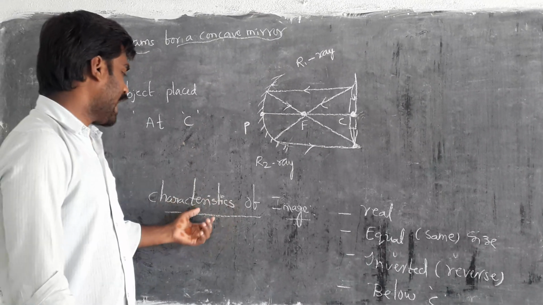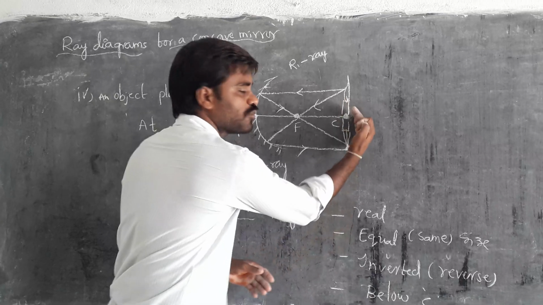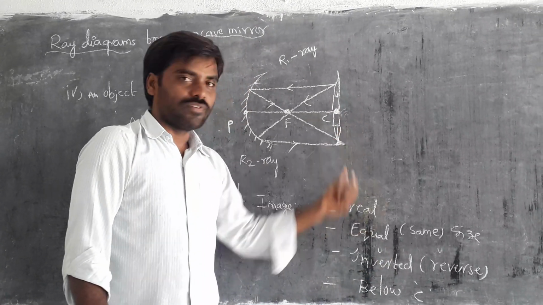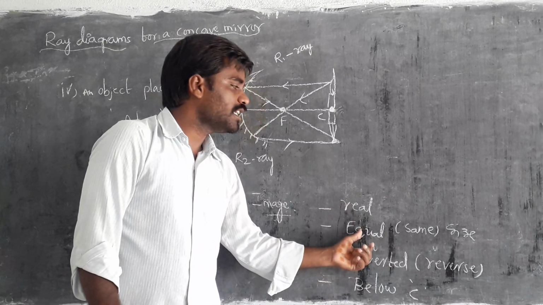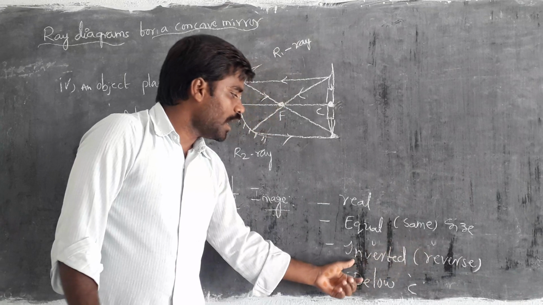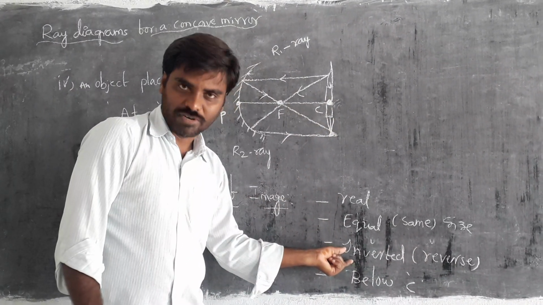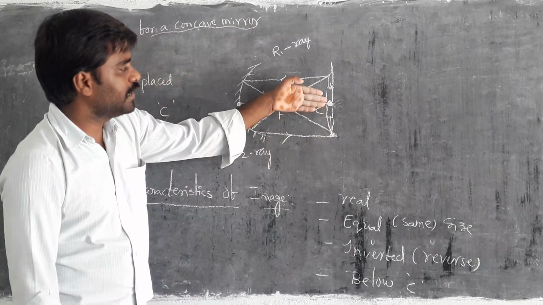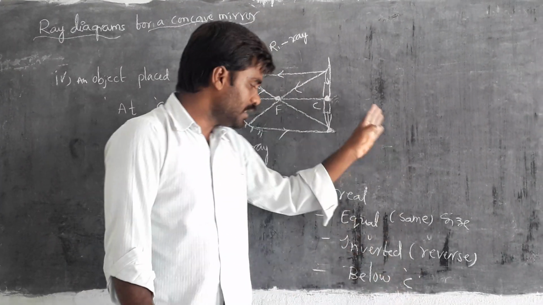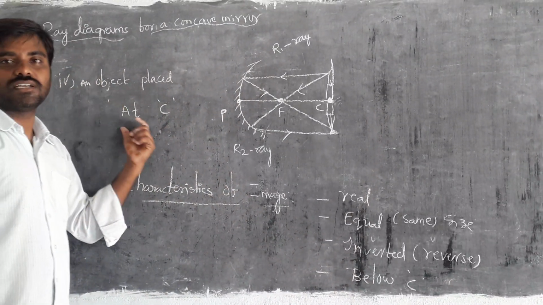Then if you look into the characteristics of the image, it is a real image. A real image is possible to capture on a screen. Next, the size of the image: image size is equal to object size. Same thing we have written. Next, it is a reverse image, which we simply call an inverted image. Where is the place? It is exactly below the point C. These are the characteristics of the image when the object is placed at C.